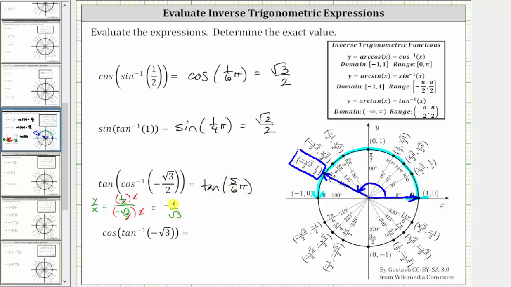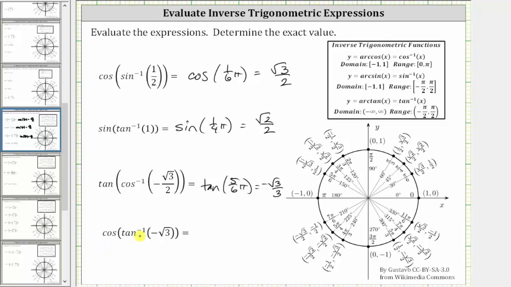But let's also rationalize the denominator by multiplying the numerator and denominator by the square root of 3. This isn't required, but sometimes the value will be given in this form. This is equal to negative square root 3 all over square root 3 times square root 3 is positive 3. Let's give the value as negative square root 3 divided by 3.